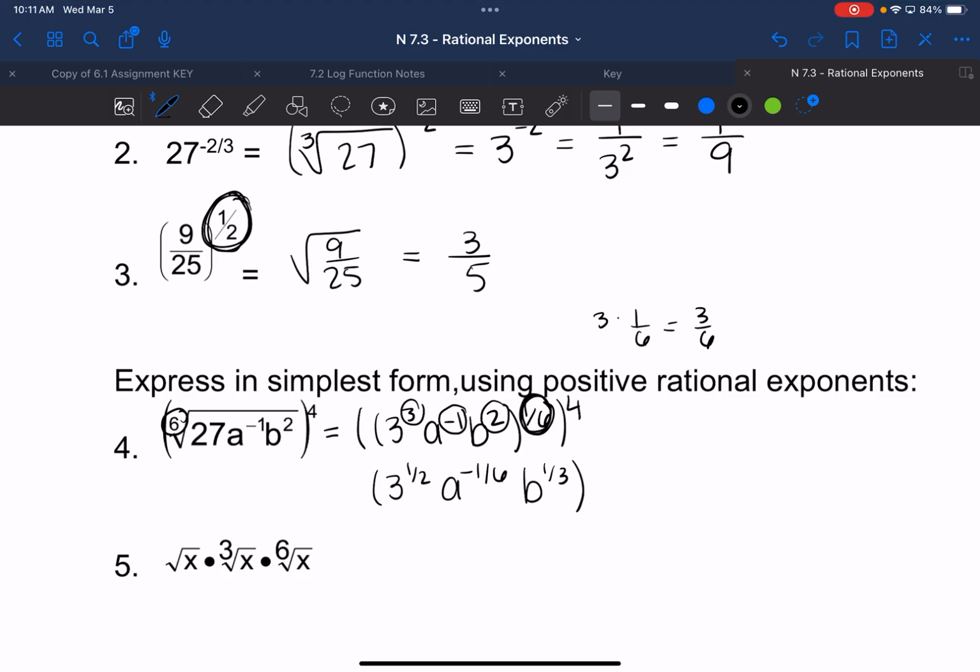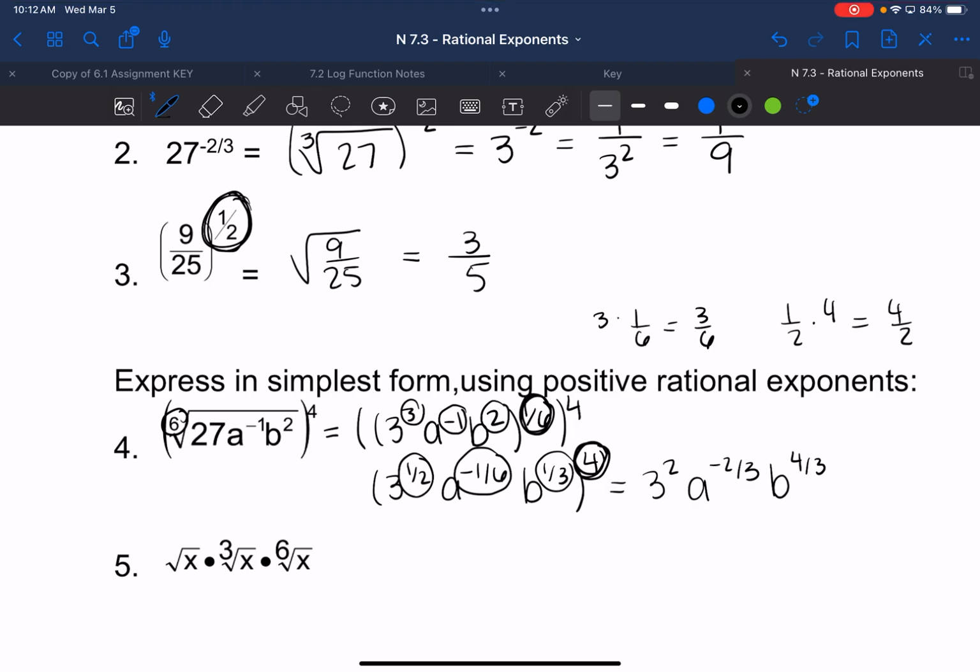All right, and this is all still raised to that exponent of 4, right? Okay, now I can multiply by the exponent of 4, right? Okay. So I'm going to have 1/2 times 4. It's 2, right? 1/2 times 4 would be 4 over 2, right? Which is just 2. Okay, so I'm going to have 3 squared, all right? And then negative 1/6 times 4. Negative 4 over 6, which is, okay? So we got a to the negative 2/3, and then 1/3 times 4. 4/3. So b to the 4/3.